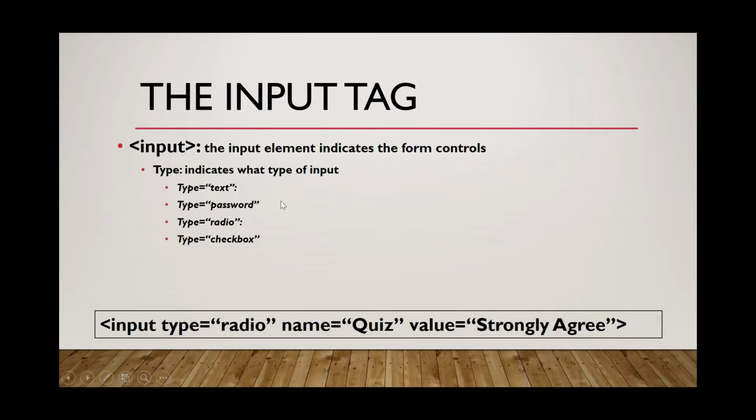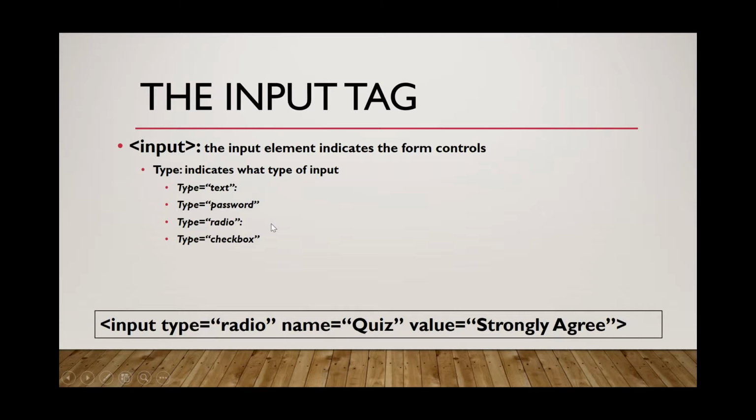So the type attribute indicates what type of input is going to be used, and the type could be text or password or radio or checkbox. There's also a couple other different types, but these are the four most useful ones, and as you can see here, the syntax is pretty straightforward.